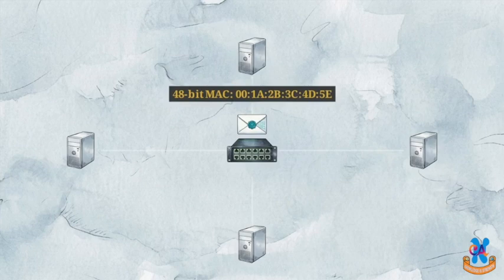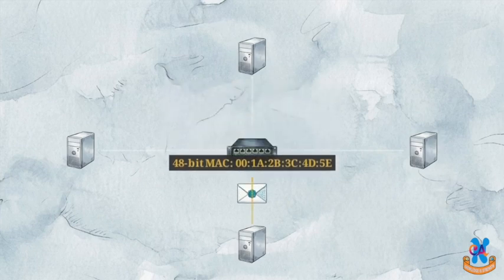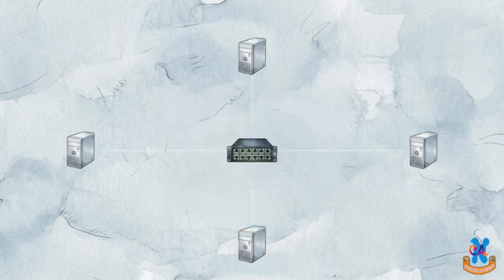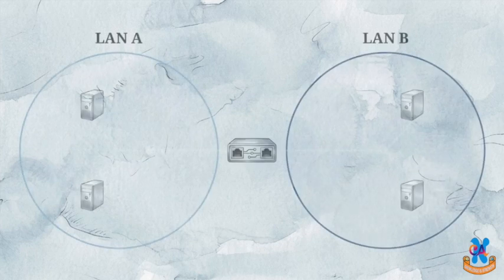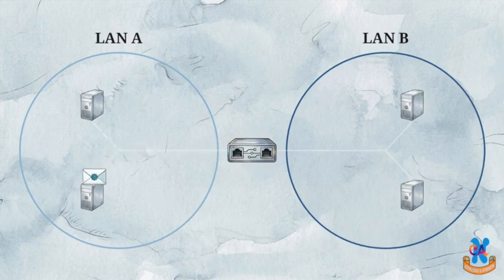It reads the incoming 48-bit MAC address and forwards the data only to the intended destination device. By sending data only where it is needed, a switch eliminates the collisions that plague hubs. Also operating at Layer 2 is the bridge. A bridge connects similar LAN segments and acts as a filter.